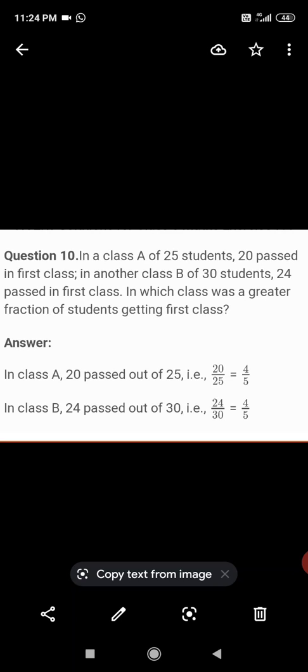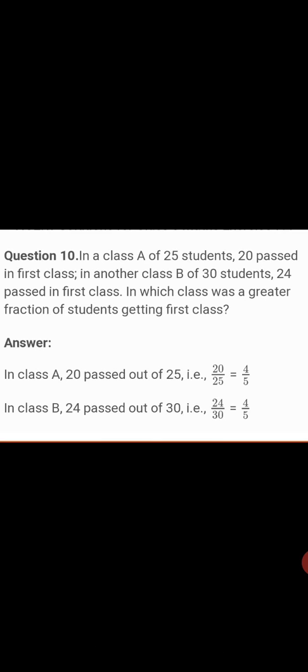Both these numbers come in the table of 5. So, we divide numerator and denominator by 5. Therefore, we get 4 by 5. In class B, 24 passed out of 30. It means 24 divided by 30.